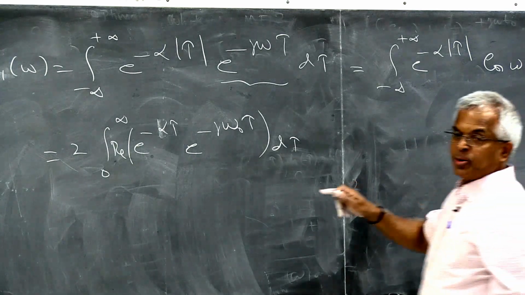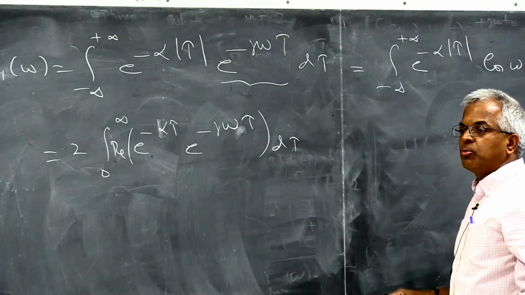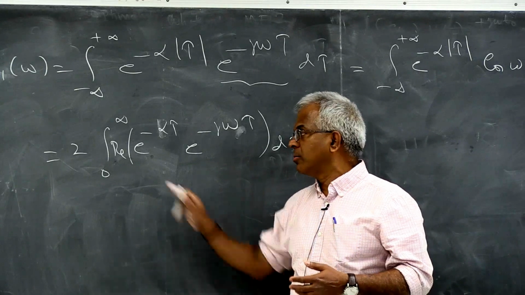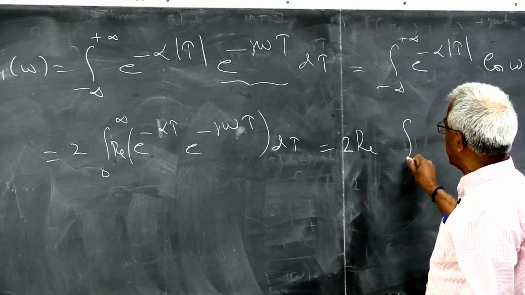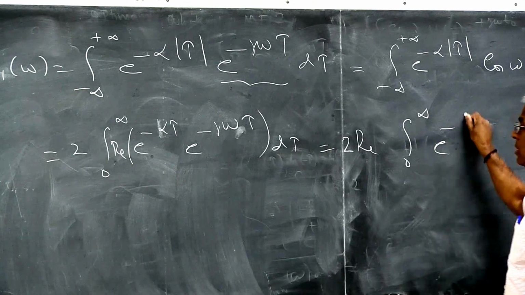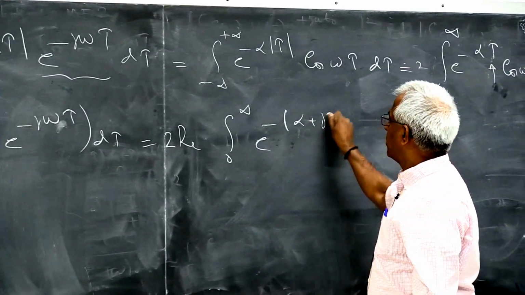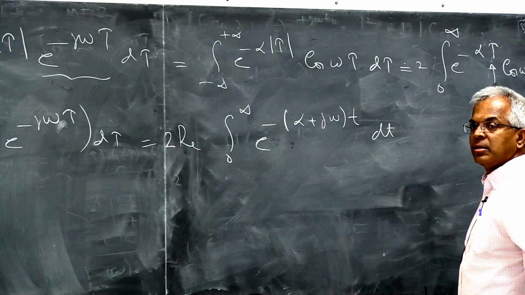I'm thinking of the second problem already. You see, this is only a trick. You can do it by parts, but you don't have to. So it is 2 times the real part, integral 0 to infinity, e raised to minus alpha plus j omega t dt, right?